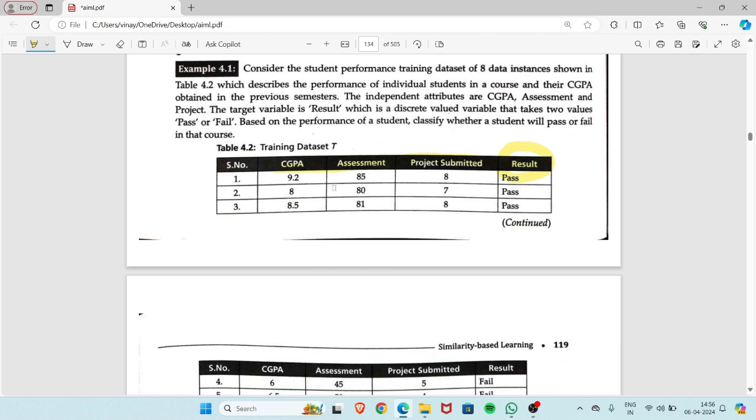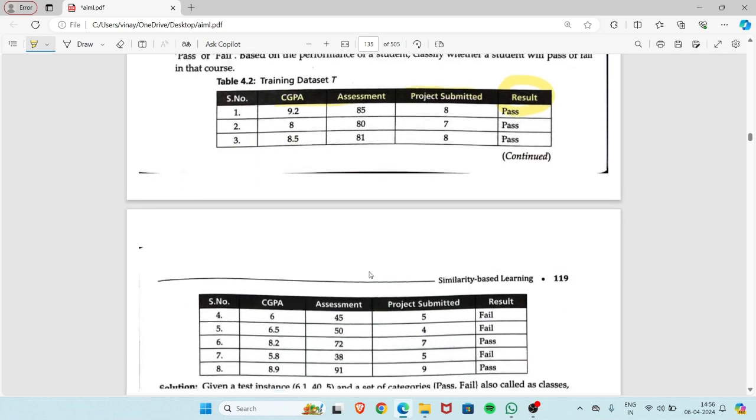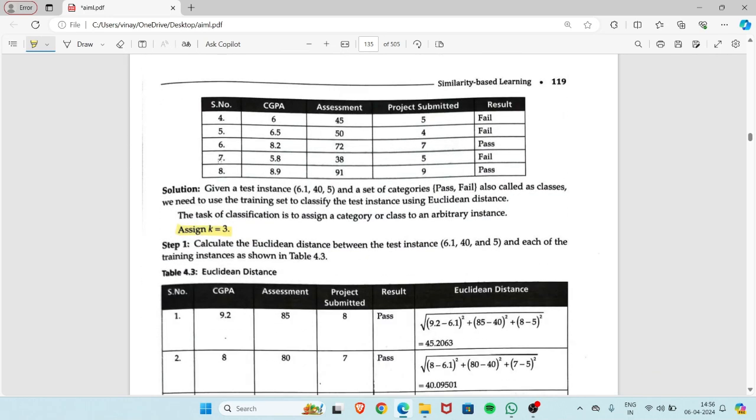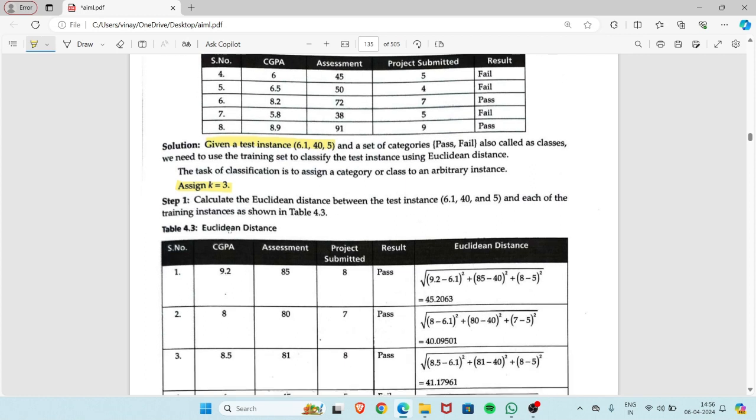So this is our question which is given to us, and now based on this data set we have to classify whether a student will pass or fail in that course. CGPA, assessment and project are given to you. Now a test instance will also be given in the question. The test instance is 6.1, 40 and 5. And the k value is also given to you: K is equal to 3.